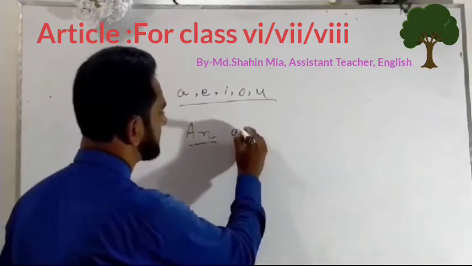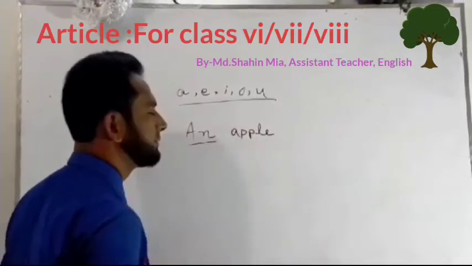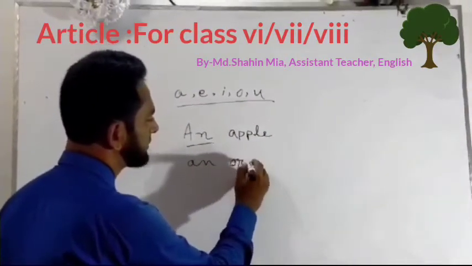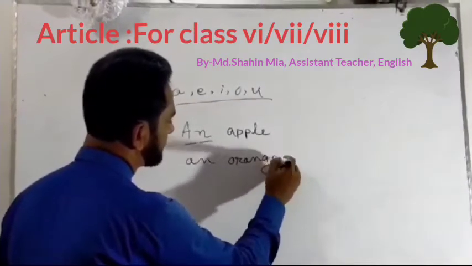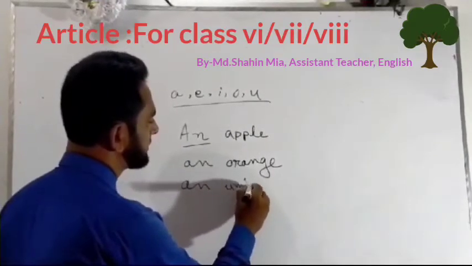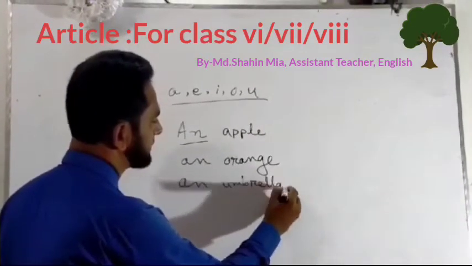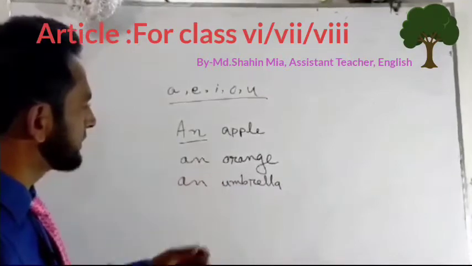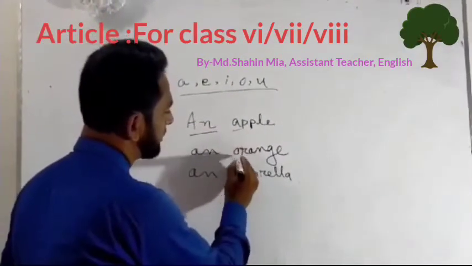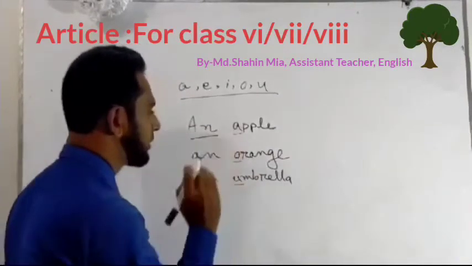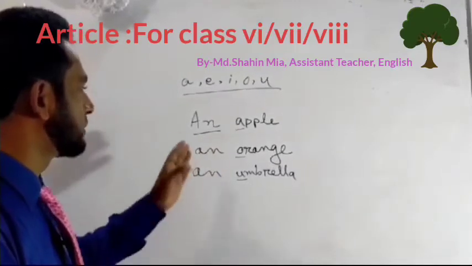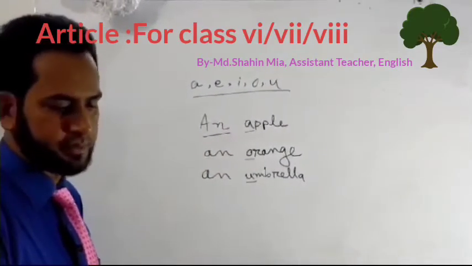An apple. An orange. An umbrella. Look at the 3 words here: A, O, U. All these sounds are vowel. So before these words we must use article an.